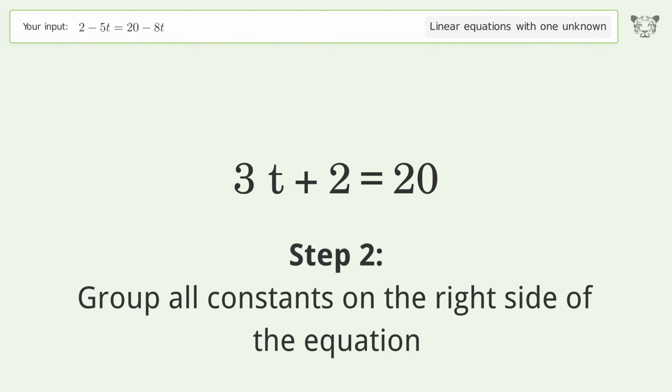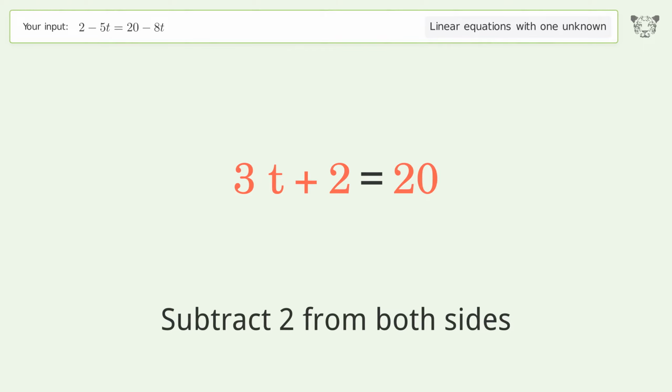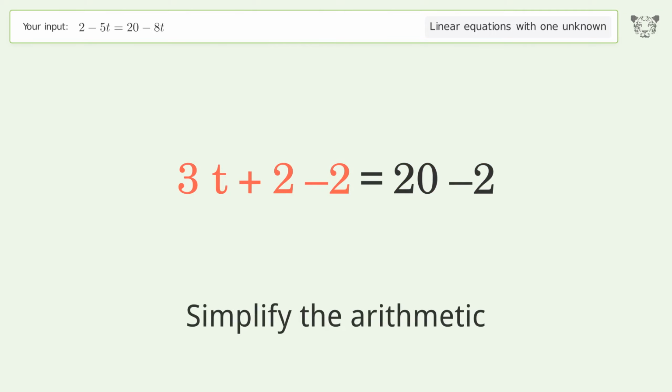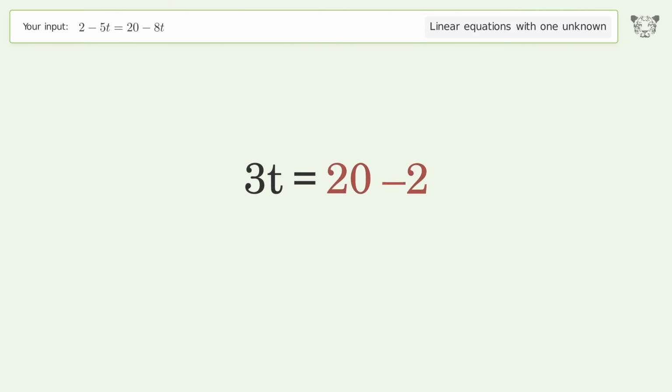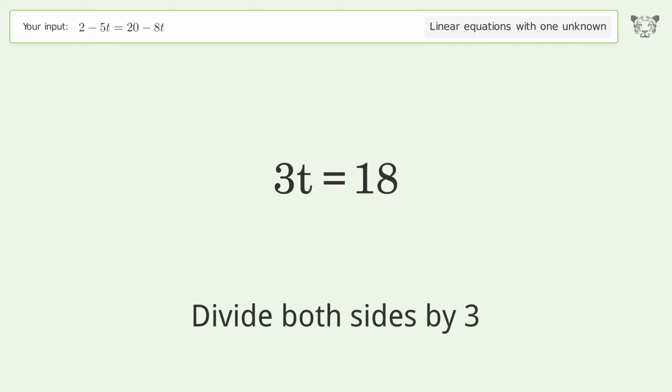Group all constants on the right side of the equation. Subtract 2 from both sides. Simplify the arithmetic. Isolate the t. Divide both sides by 3.